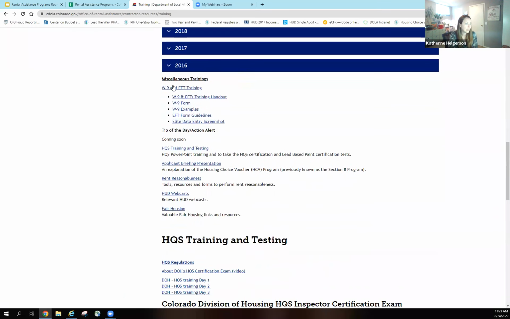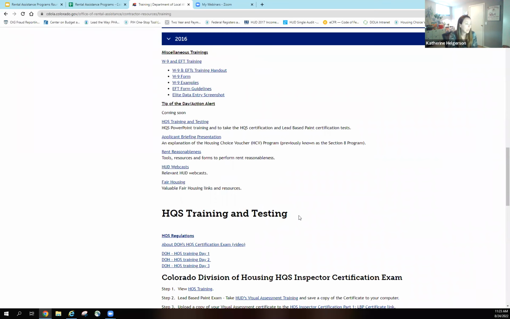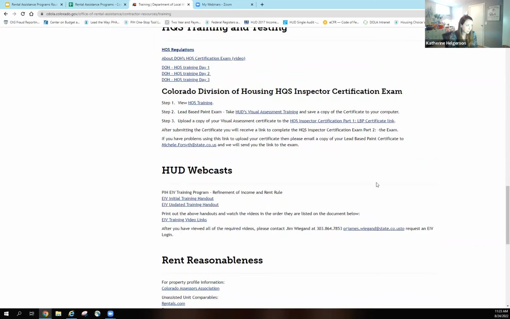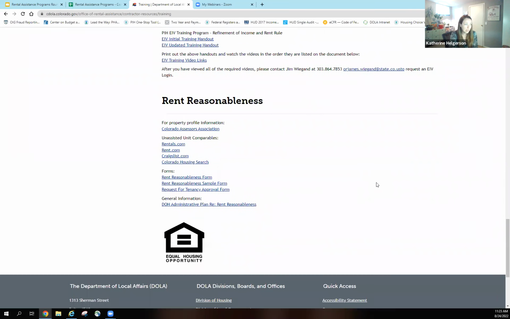We also have our W-9s and EFT trainings. Those are very important. Again, we got to get our landlords paid. We want to make sure we do that process correctly. And then all of Mickey's wonderful HQS inspection training and test information can also be found on our training page. And just some information to help you with the rent reasonable process.